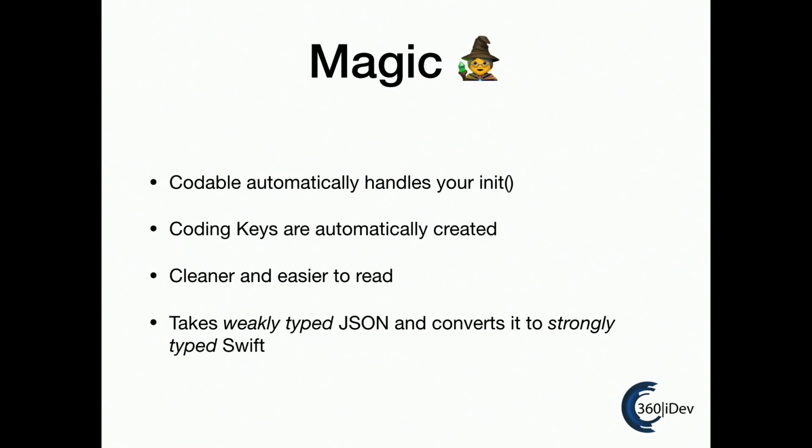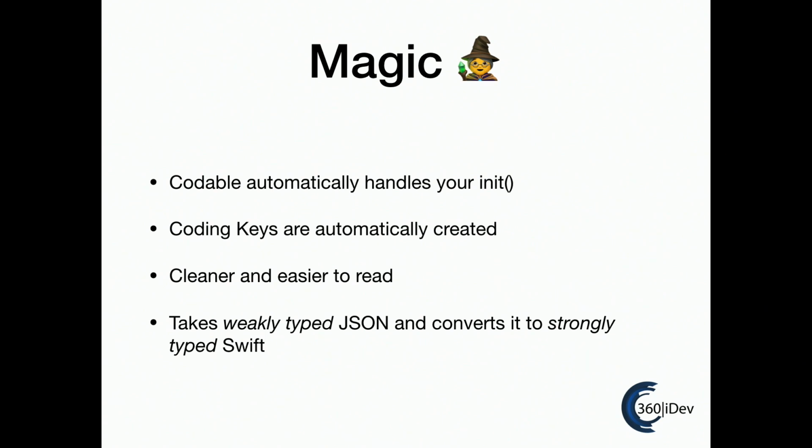CodingKeys, where we're saying, hey, in this dictionary, temperature equals my temperature value. Swift is smart enough, it synthesizes that for you and takes care of it. I find this way cleaner and easier to read. And as the software nerd I am, and most of us are, the cool thing is it takes weakly typed JSON and turns it into strongly typed Swift, because I love my strongly typed languages. So that to me is the actual magic that's happening, right? So that's fantastic, very straightforward.